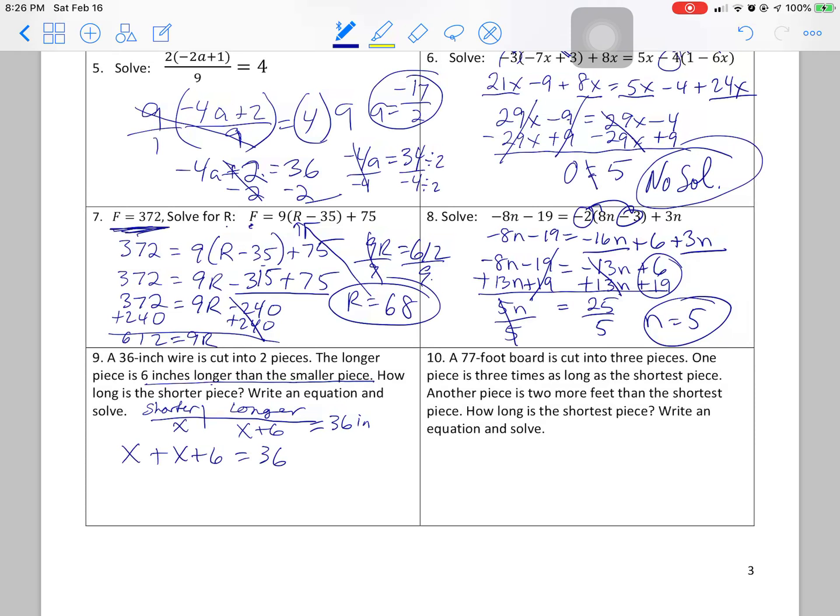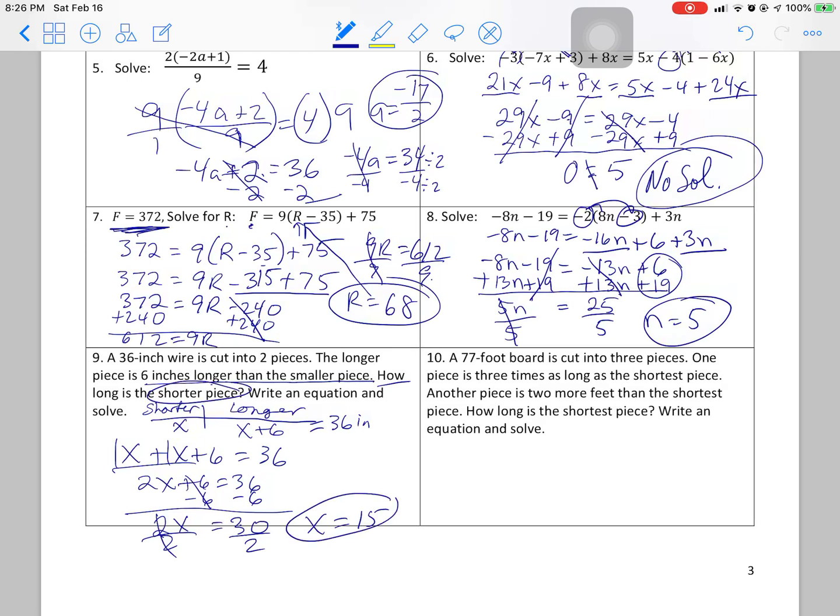All right, to solve for x, though, think of these as 1x. So 2x, I'm going to combine like terms. 2x plus 6 equals 36. Move the 6 over to make it go away on this side to get the x's on that side and the numbers on that side. Divide by 2 to isolate my x. This equals 15. It says how long is the shorter piece? So the shorter piece is x, so it is 15 inches is the answer.